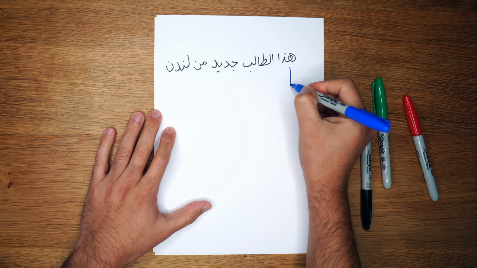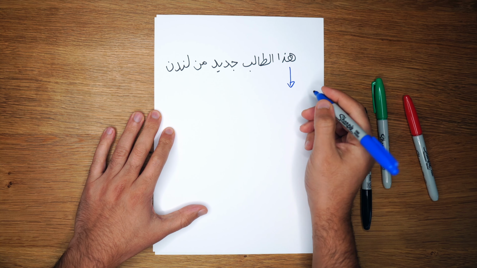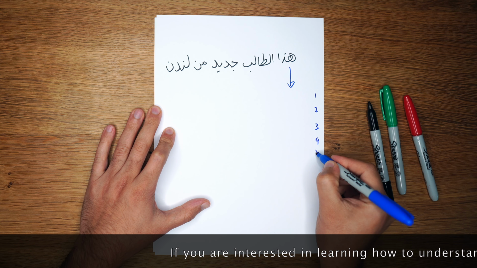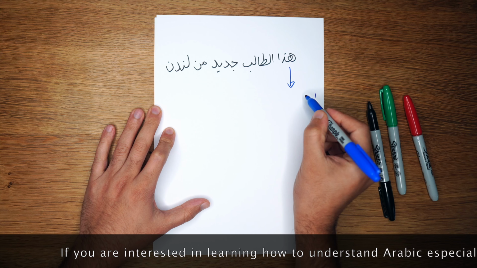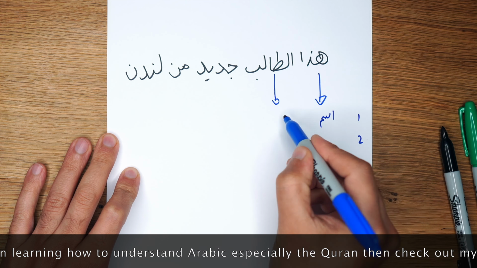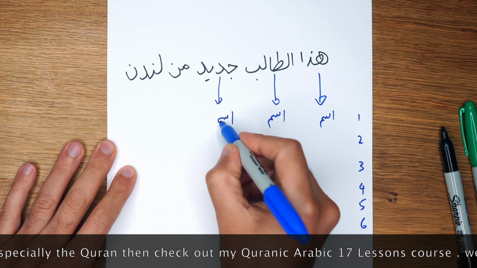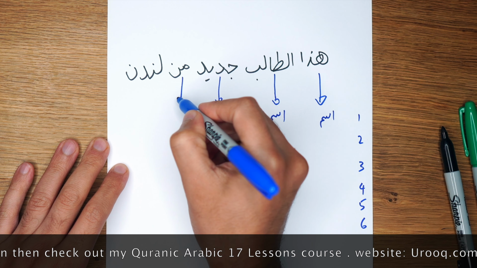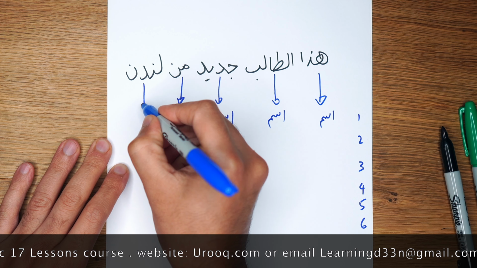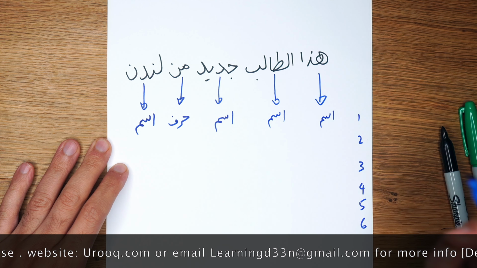So هذا, this is what we call ism ishara. Now if you want to break this down into those things that I told you, 1, 2, 3, 4, 5, 6, then هذا would be an ism. الطالب is also an ism. And then you got جديد is also an ism. Remember, this is really getting into the Nahw. This is really the fruit of what you've learnt in Nahw. من is a harf. And then London is an ism. Okay, you've identified that. Excellent.